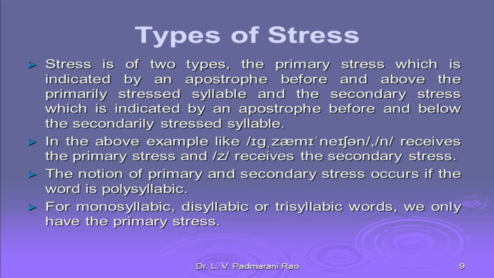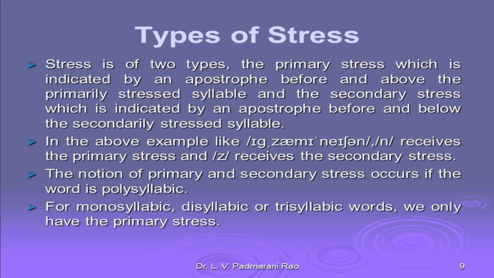And because it's a big word and you cannot go on till n without stopping, we also take a pause and give a little stress to a second sound, which is the z. So examination. So n will receive the primary stress and z will receive the secondary stress. And the secondary stress is marked with an apostrophe before and below the secondarily stressed syllable. The notion of primary and secondary stress occurs if the word is polysyllabic. But for most monosyllabic, disyllabic or even trisyllabic words, we have only one stress.